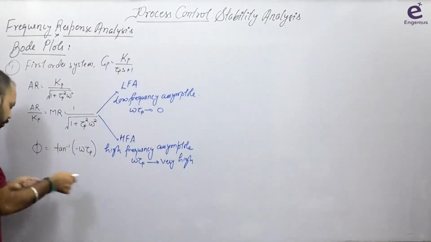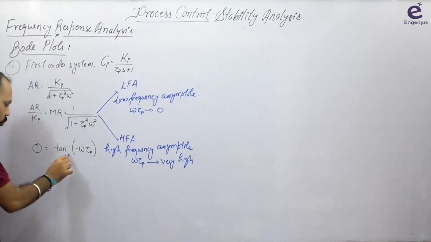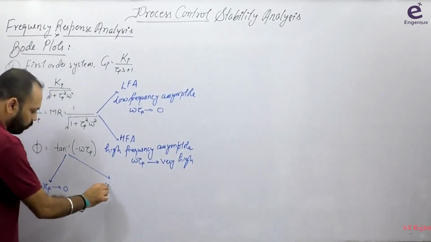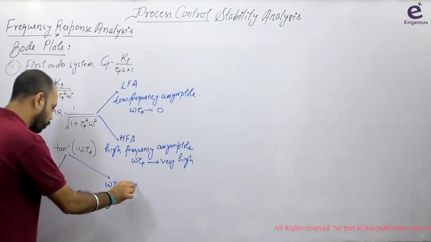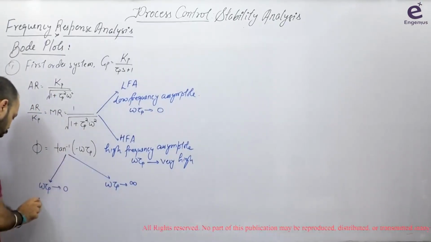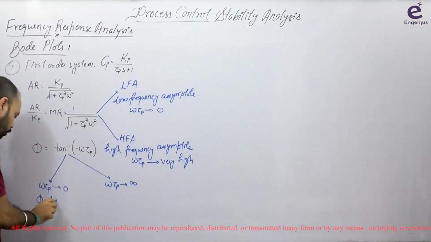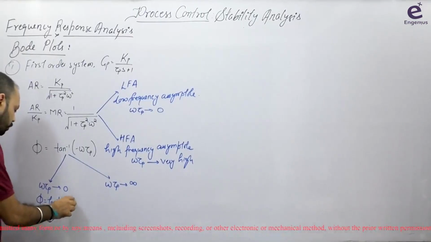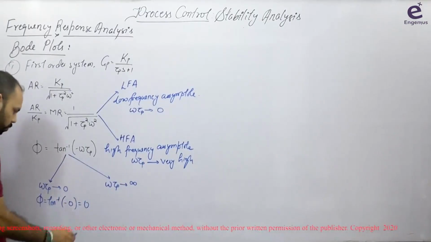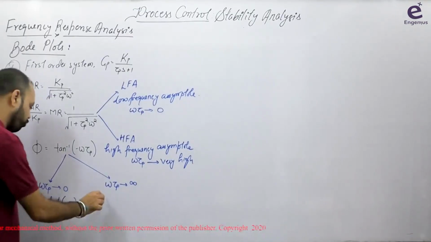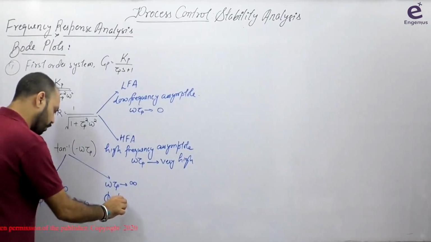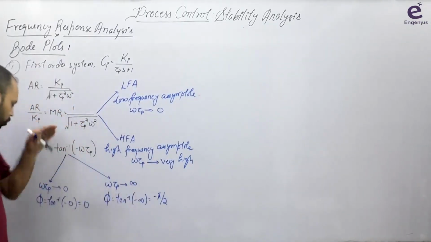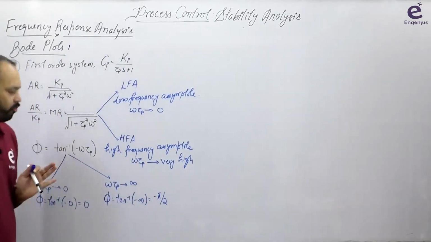Similarly for phi, we can have two extreme cases. One is omega tau p tending to 0, the second is omega tau p tending to infinity. If omega tau p tends to 0, then phi is equal to tan inverse 0, which is 0. Similarly, when omega tau p tends to infinity, phi becomes tan inverse minus infinity, which you know is equal to minus pi by 2. So these are the limits of phi for a first order system.